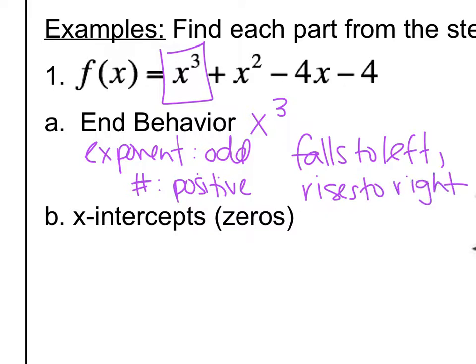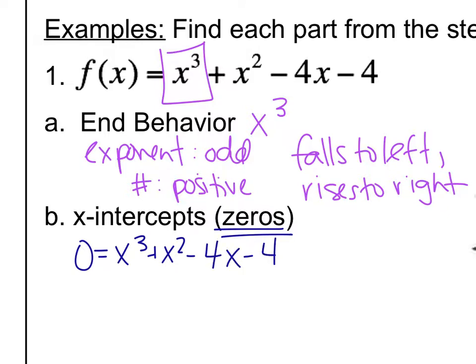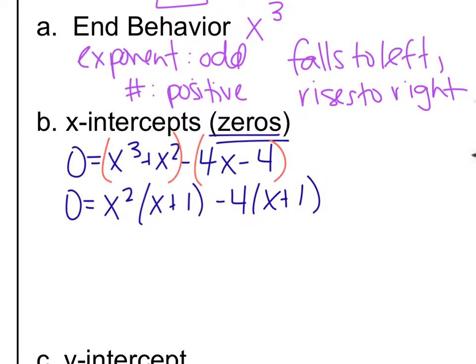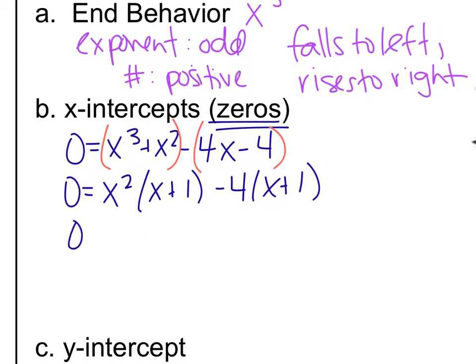Then we have to find the x-intercepts, which is just finding the zeros, which means you have to set the equation equal to 0 and solve. Each one is going to have a different method. For this one, in order to get it in factored form, I have to group it. So it's x squared times x plus 1 minus 4 times x plus 1. Then I get 0 equals x squared minus 4 times x plus 1, and set those each equal to 0.